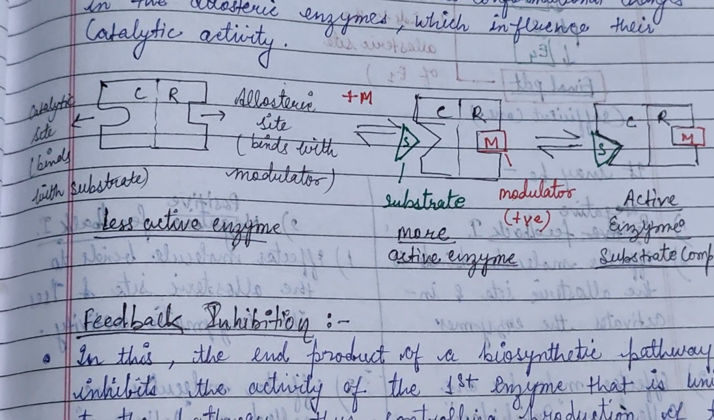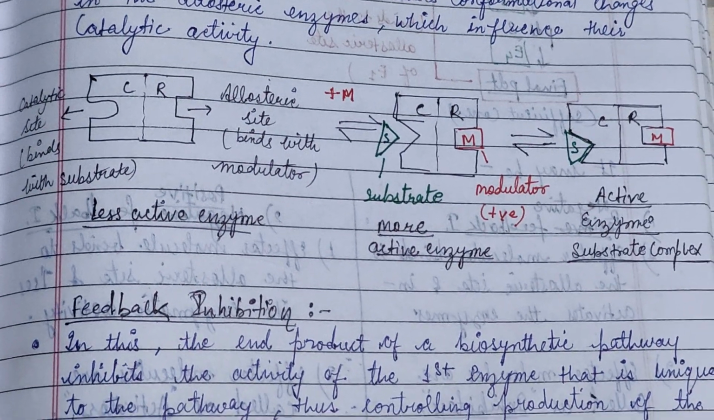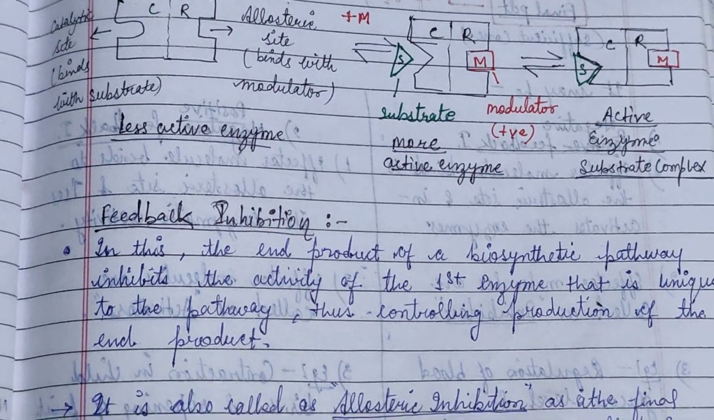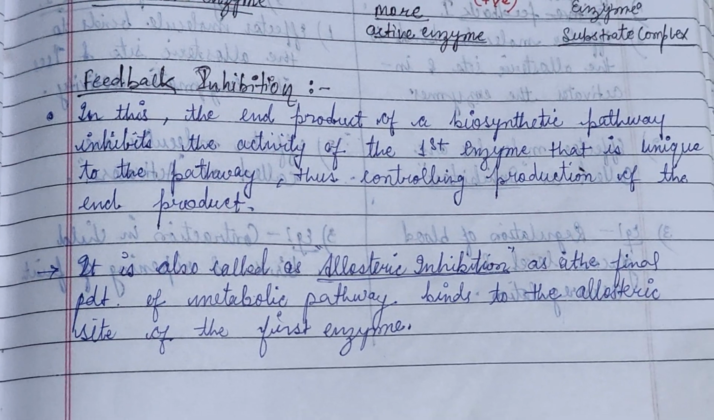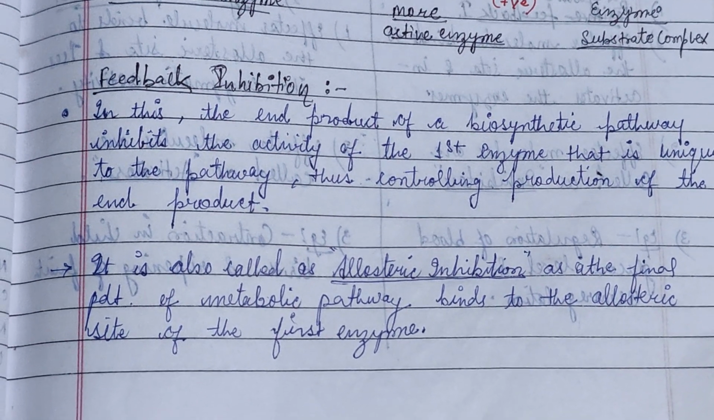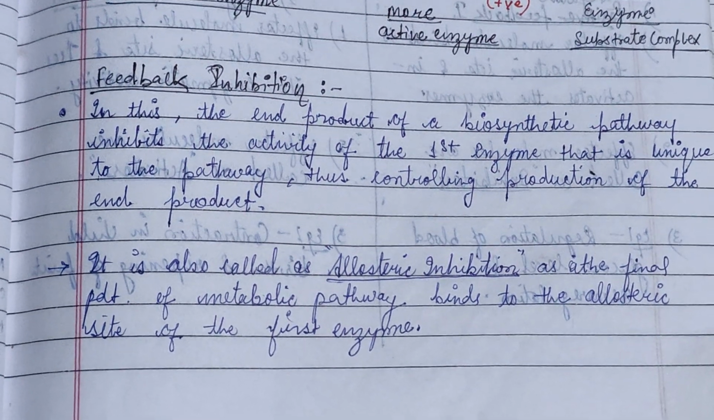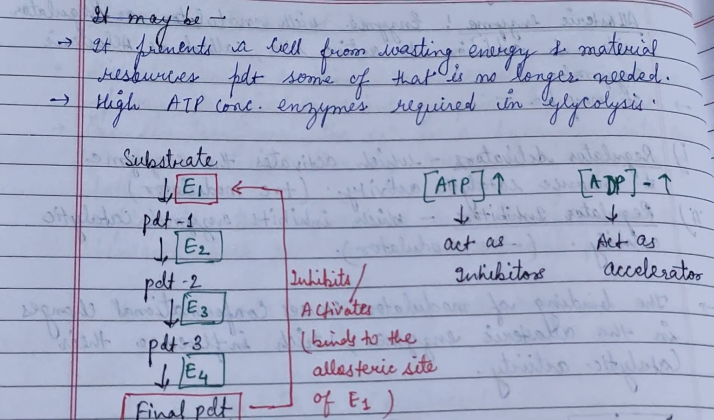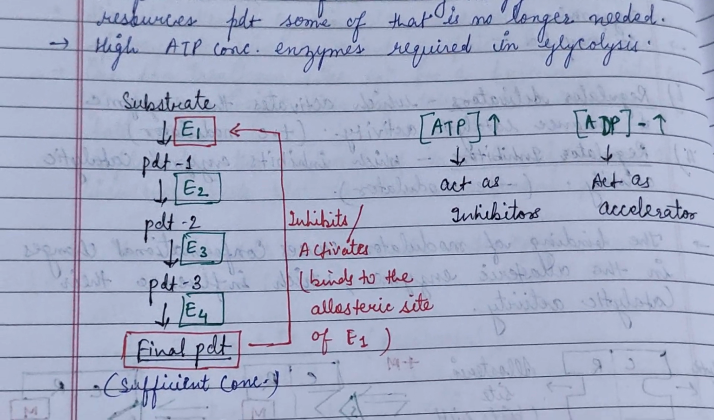The allosteric site binds with the modulator and the catalytic site binds with the substrate. Here is the figure: more active enzyme and active enzyme-substrate complex. Now feedback inhibition: the end product of the biosynthetic pathway inhibits the activity of the first enzyme that is unique to the pathway, thus controlling the production of the end product. It is also called allosteric inhibition. Here is the chart of what is the allosteric site and what is the allosteric inhibition.